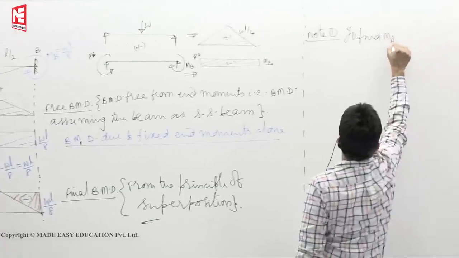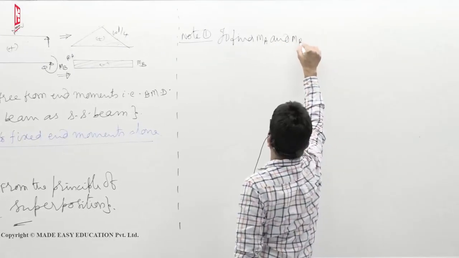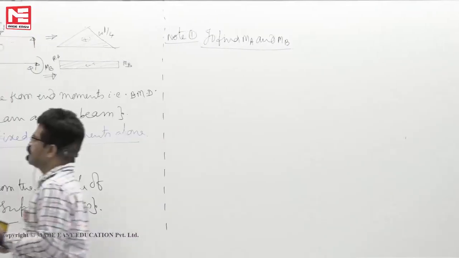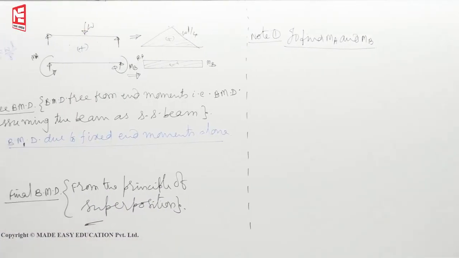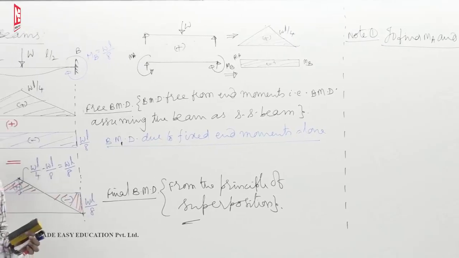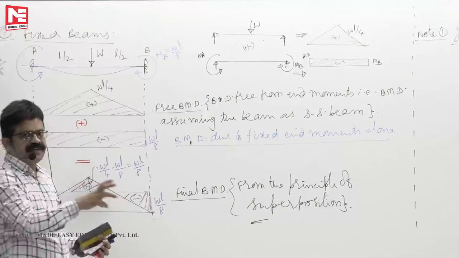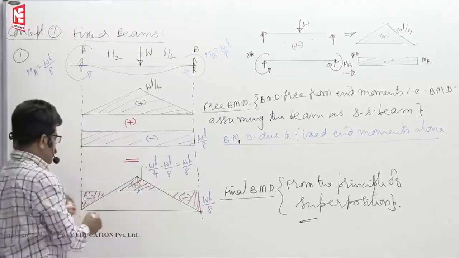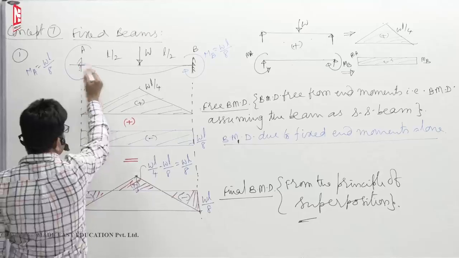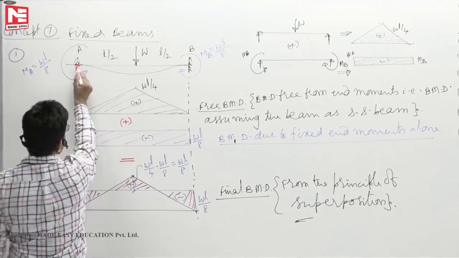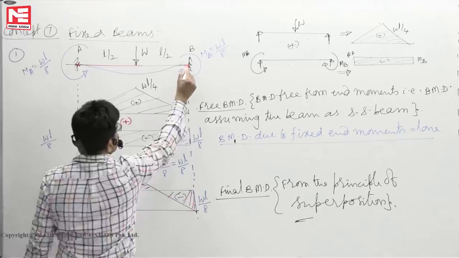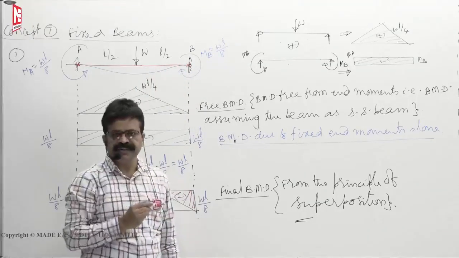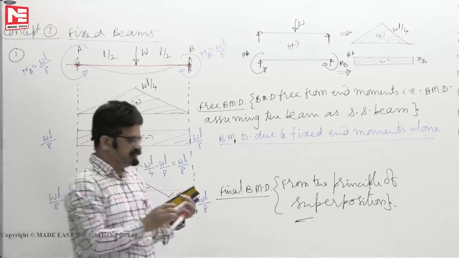To find MA and MB, we take the help of Mohr's theorem 1. What is Mohr's theorem 1? The angle between the two tangents drawn on the elastic line is given by the area of the bending moment diagram between those two tangents divided by EI. Now, what is the angle between the two tangents drawn at A and B? At A you drop a tangent, it will go like this. At B you drop another tangent, it will go like this. What's the angle between them? 0 degrees. Not 180 degrees, it is 0 degrees.